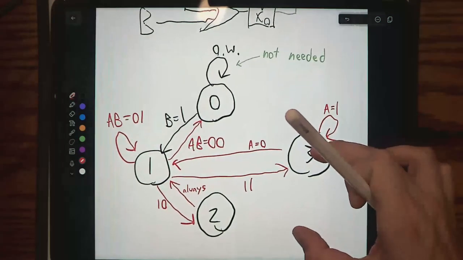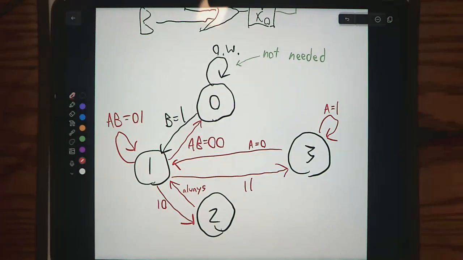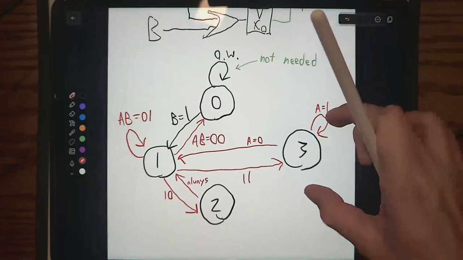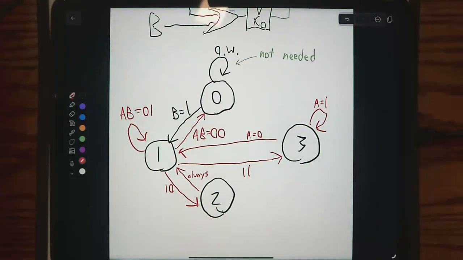That is the benefit of thinking about circuits in terms of state machines: it's a cleaner model to help you design large systems with a lot of possible inputs and outputs. This will simplify all that for you. Okay. Any questions on this?